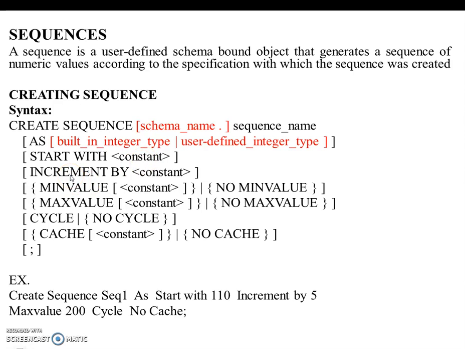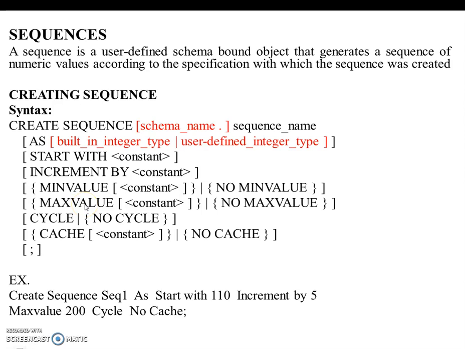Then you have to specify the increment value. That means the regular interval you are keeping with the sequence value, and that regular interval will be in multiples of 1, 2, 3, 4, like that. Next, this is optional. If you want to specify the minimum value of the sequence, you must specify the min value. Otherwise you can specify no min value. Like min value, you can also specify the maximum value with a constant or a number. Otherwise you can specify no max value.